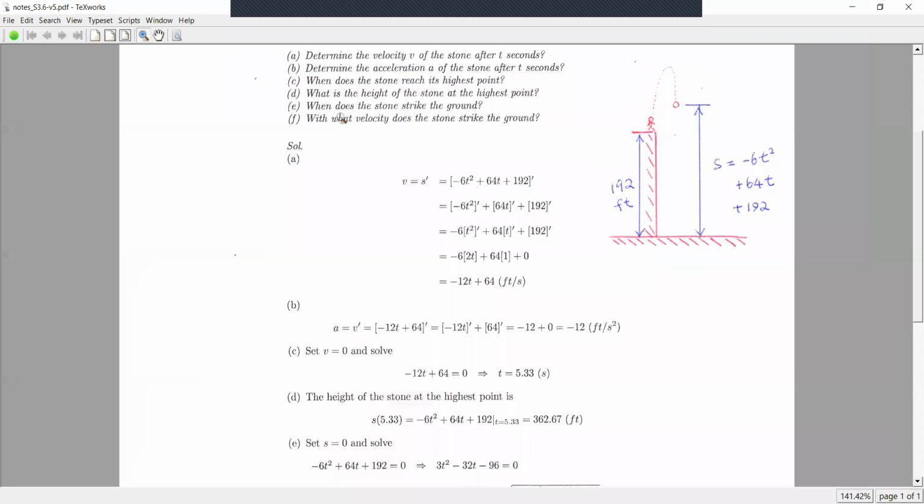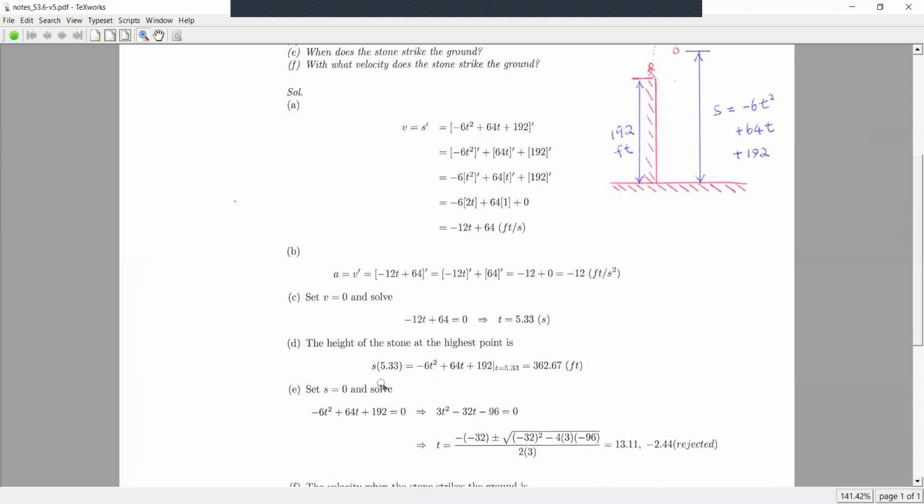Part E. When does the stone strike the ground? To answer part E, set the position to 0 and solve this equation. Divide the equation by negative 2, then we have this equation. Then apply the quadratic formula to find the roots. We get two answers. One is negative, and we reject this answer. So the time when the stone hits the ground is 13.11.